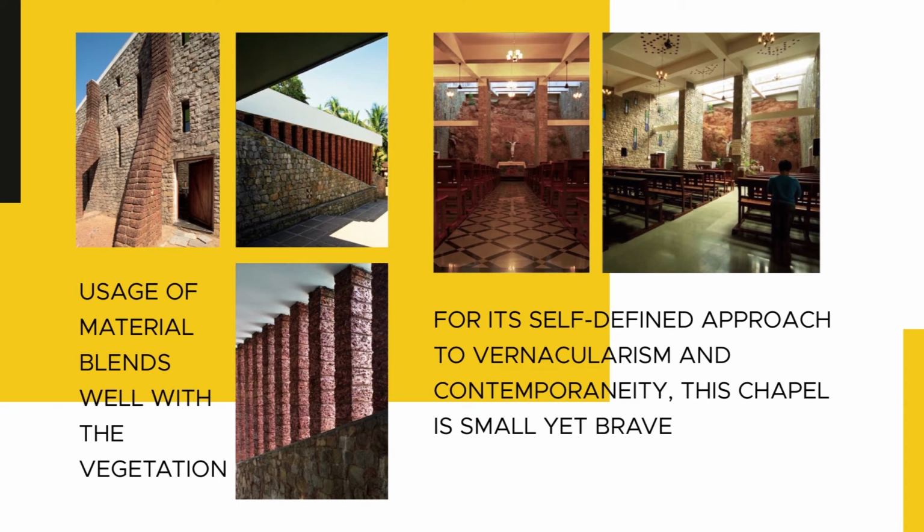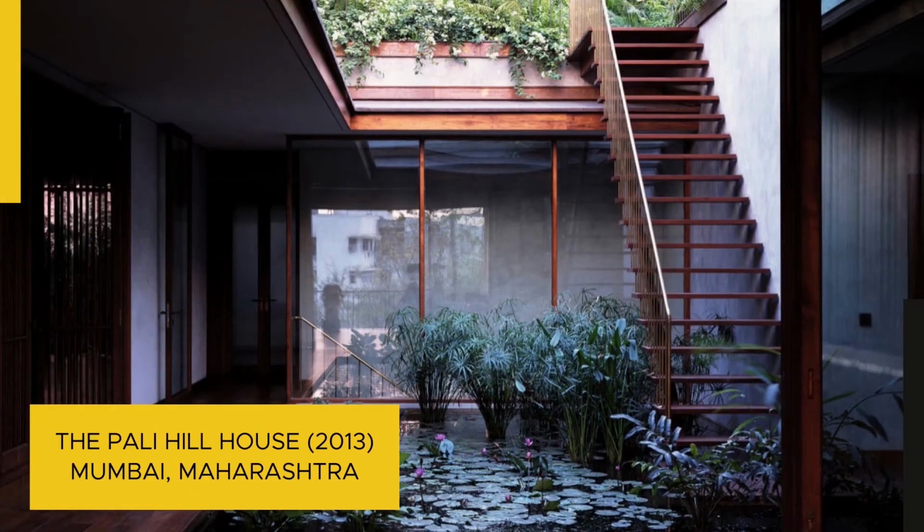The colors of the basalt stone contrast well with the laterite rock face on which the building abuts. It also blends well with the surrounding vegetation. Besides its aesthetic appeal, basalt stone is 7 times the strength of concrete, and taking advantage of the fact, the entire building which scales a height of more than 9 meters at some places was built using this stone and load-bearing system of construction. For its self-defined approach to vernacularism and contemporaneity, the Chapel of Our Lady of Perpetual Succour is small yet brave. A third building is the house on Pali Hill.